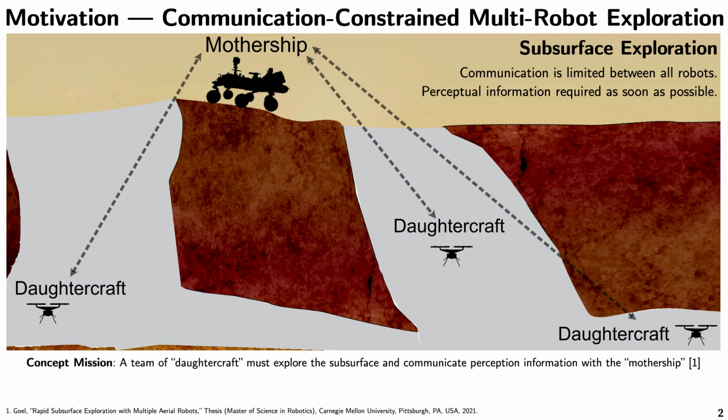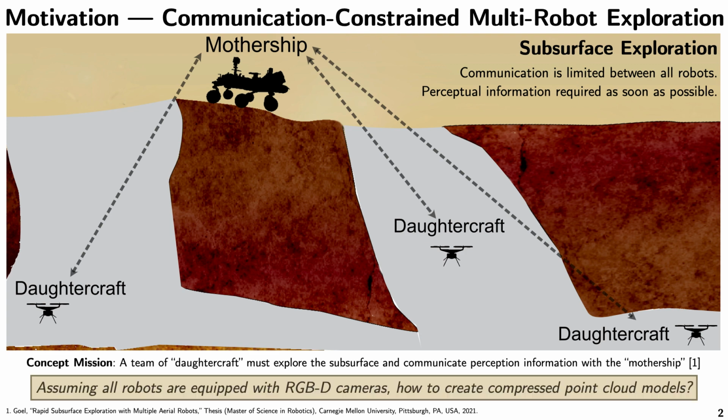Consider, for instance, the subsurface exploration task where we have sent a team of robots underground to explore it. Communication is usually limited in such environments, and we desire high quality perceptual information in real time from these robots. Assuming these robots are equipped with dense data sensors such as RGBD cameras, a key question then becomes how to do point cloud compression.